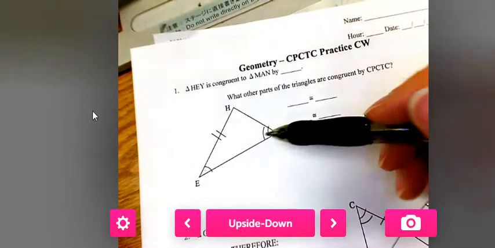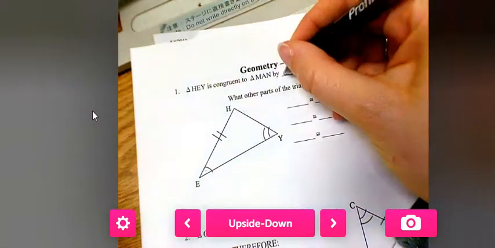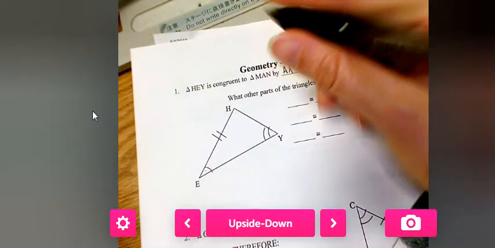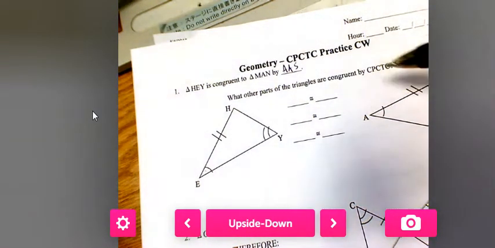So we're going to write this down. What is this? This is an A, this is an A, so angle, angle, side. HEA is congruent to MAN by angle, angle, side. So what other parts of the triangle are congruent by CPCTC?